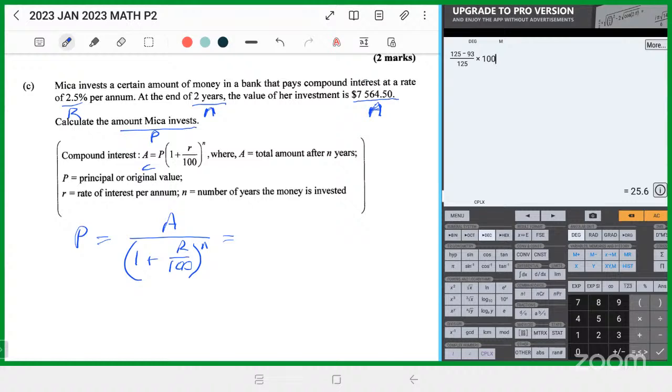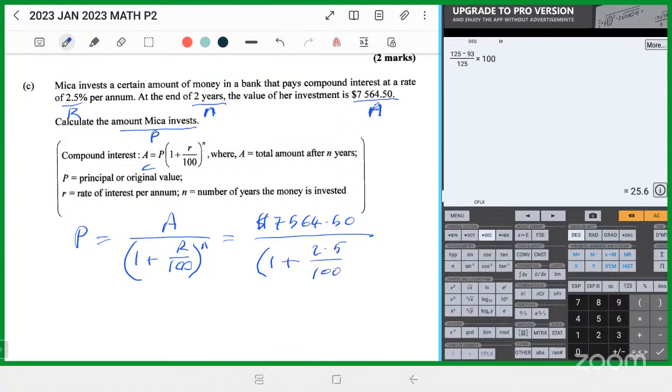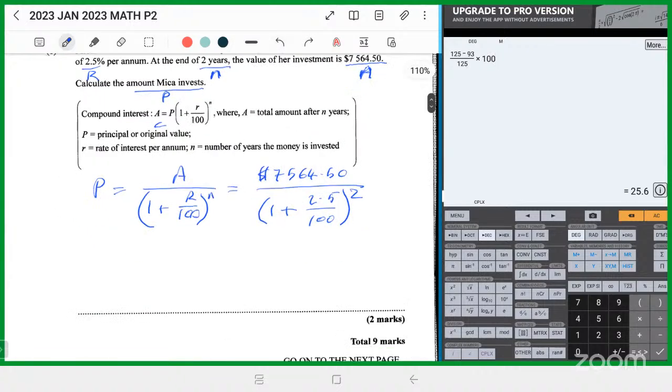So the A is the amount accumulated, which is 7564.50 divided by bracket 1 plus the R, which is 2.5 over 100, raised to the power 2, since the T is equal to 2. Put that in the calculator and get the principal amount invested. You must get a good calculator.